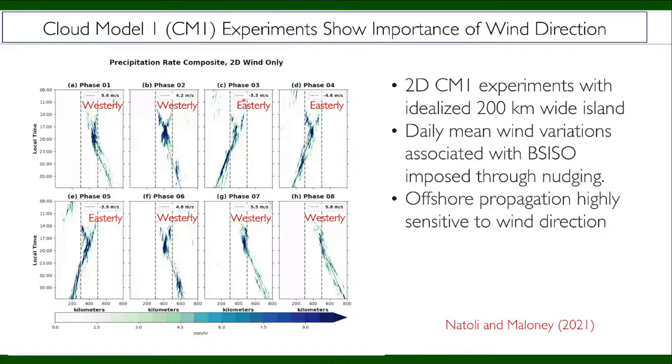So for example, phases three, four, and five here are characterized by a very strong diurnal cycle that propagates offshore towards the west from this idealized island. So this suggests that, at least if you look at wind alone, it can explain many of the characteristics of the diurnal cycle that we see near the Philippines. A lot of other results on these modeling experiments that I could present at another time, but they're providing some very intriguing clues as to what regulates Philippines offshore propagation.